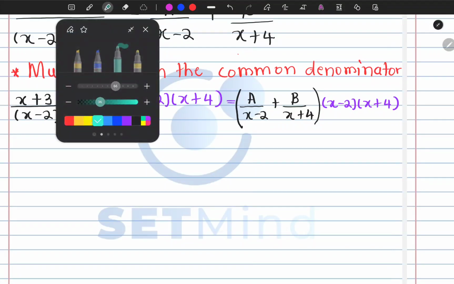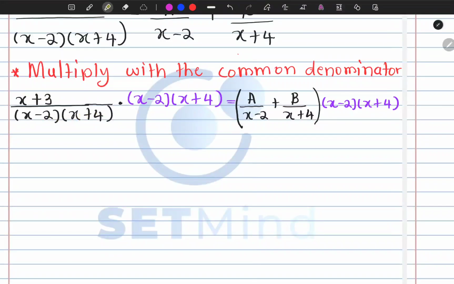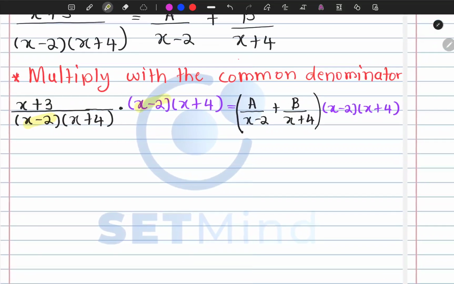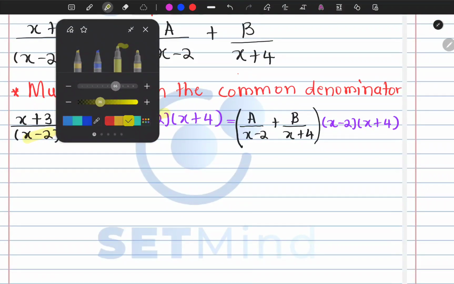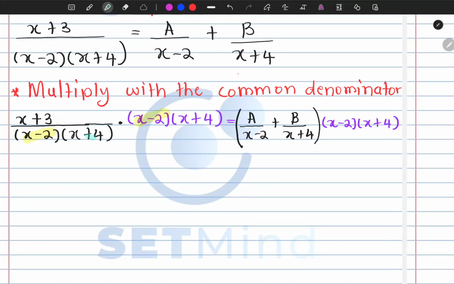Okay, so when you multiply by the common denominator, you'll see that x minus 2 and x minus 2 will cancel. And remember, what you do on the left, you also do on the right. The x plus 4 will cancel. So on our left-hand side, what is left is x plus 3.